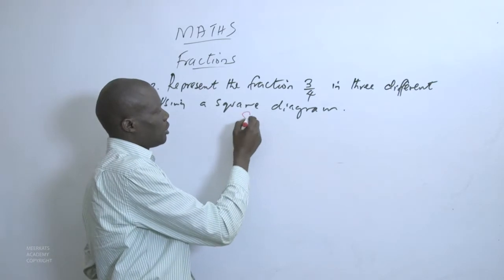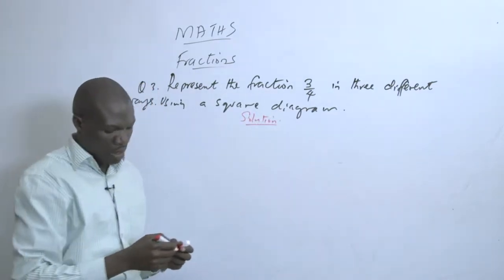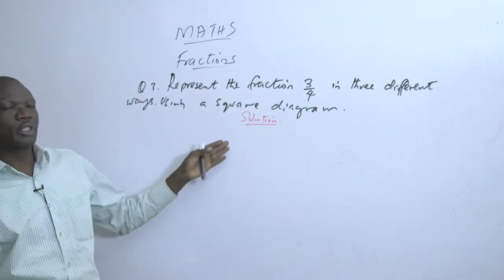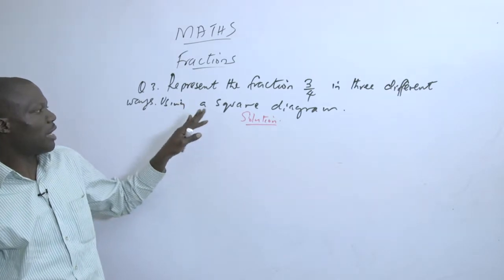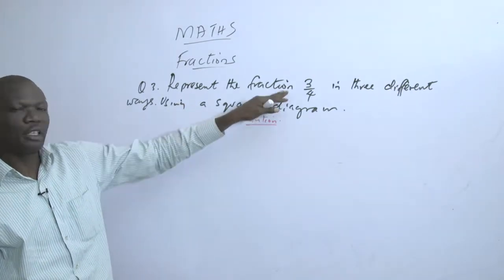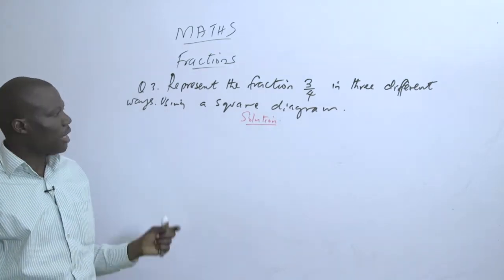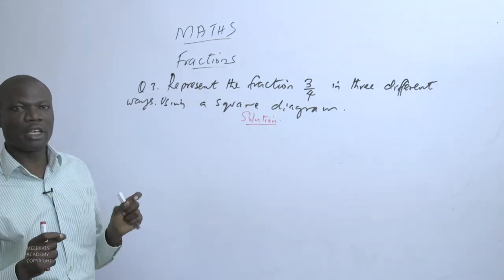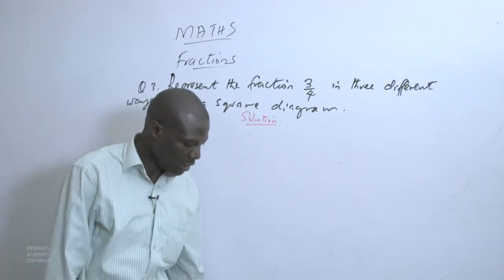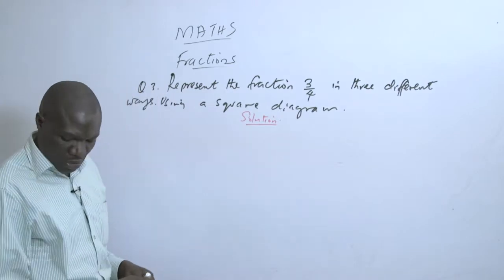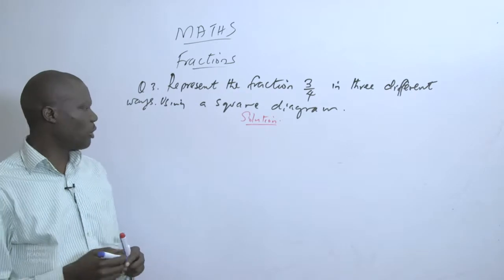So in our solution, because in this case we want to use a diagram to illustrate the fractions, we strictly need to use a diagram, and we should make sure that our diagram is at least in proportion when we make the divisions. So the first part, we have to draw 3 squares.